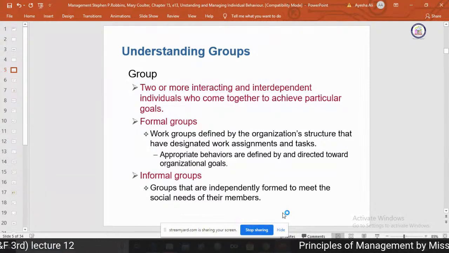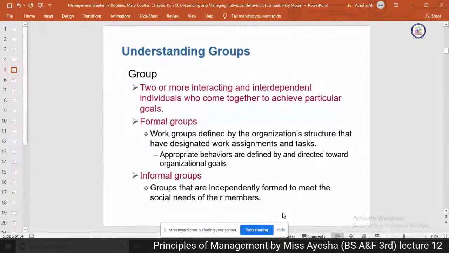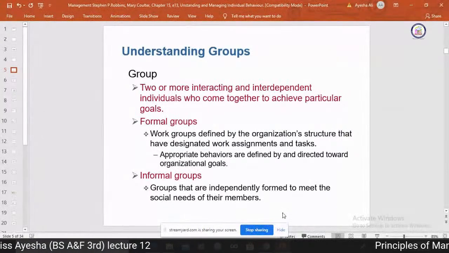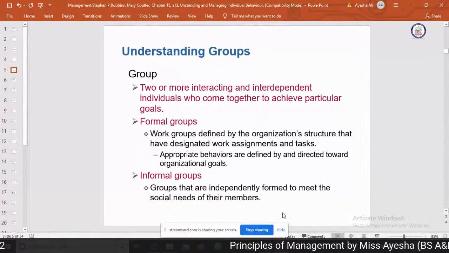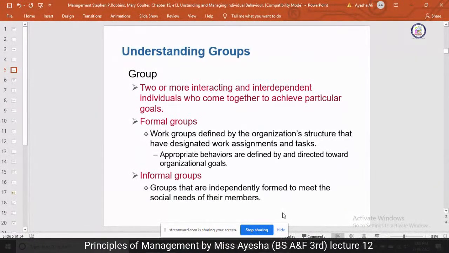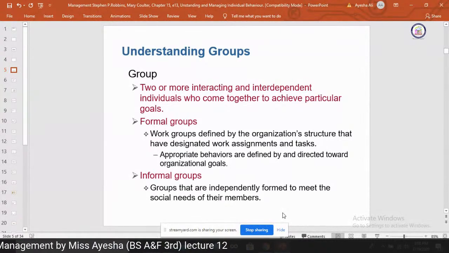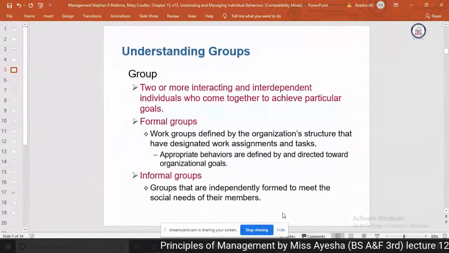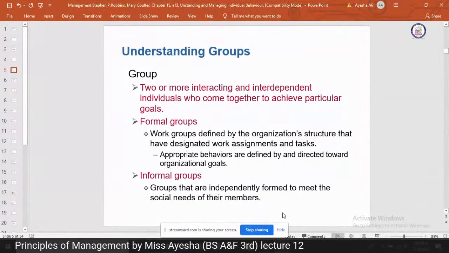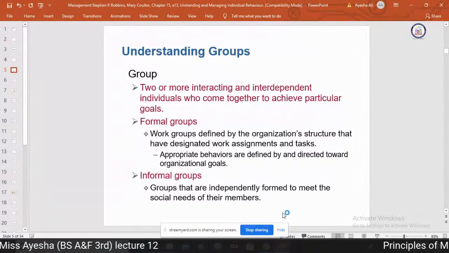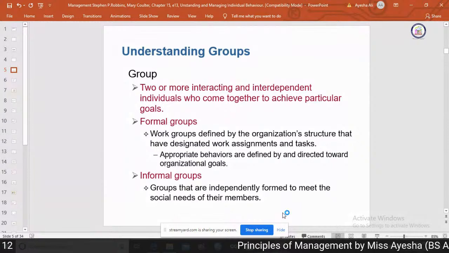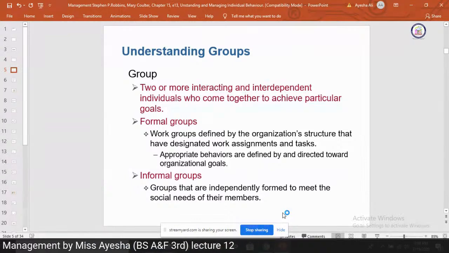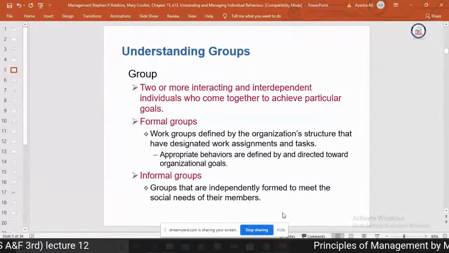For example, if we take any organization working on a specific project, there is a number of individuals in a group, for example 5 or 6, and they have to achieve some target. The boss allots the task to every individual, gives the deadlines, and explains the nature of work. In this way they are working, behaving and performing in order to meet their goals.